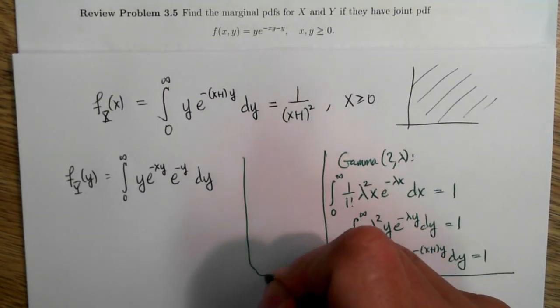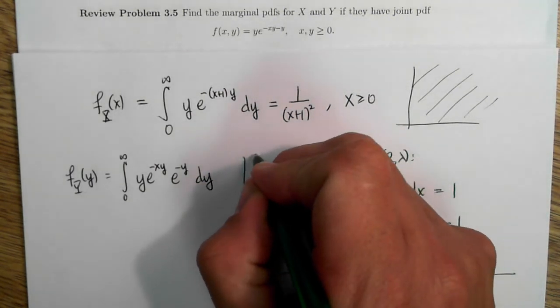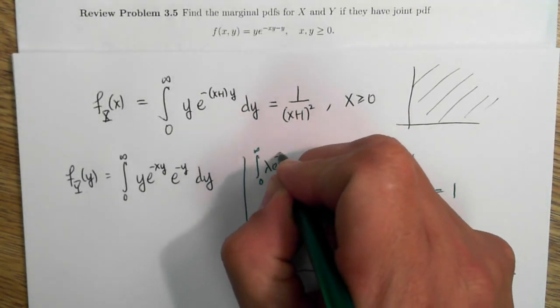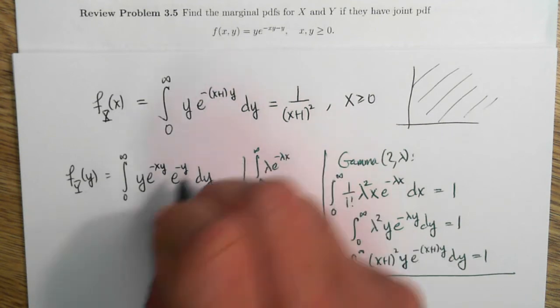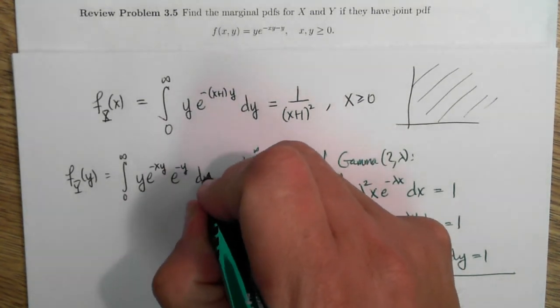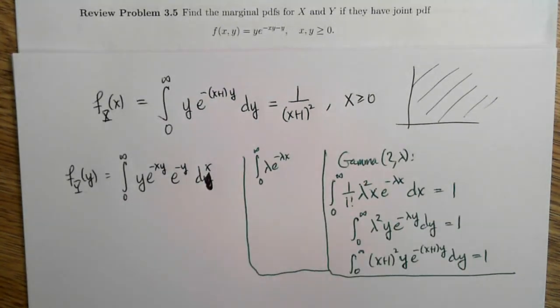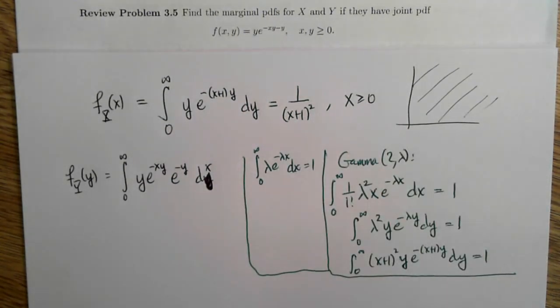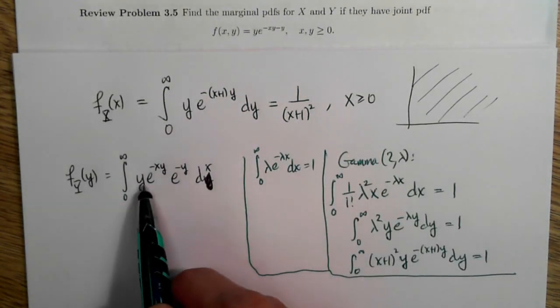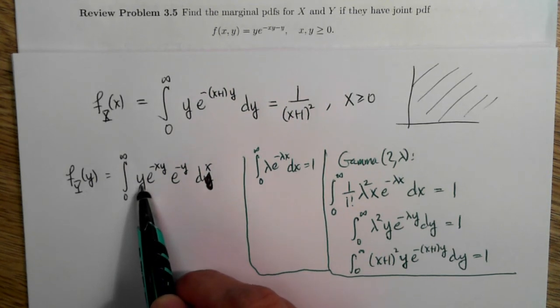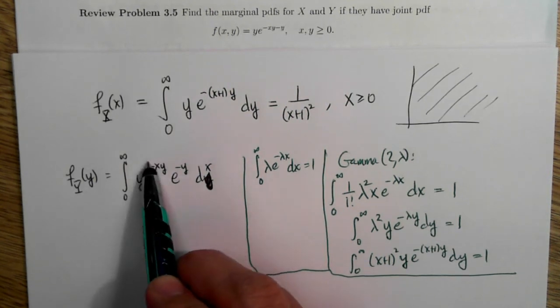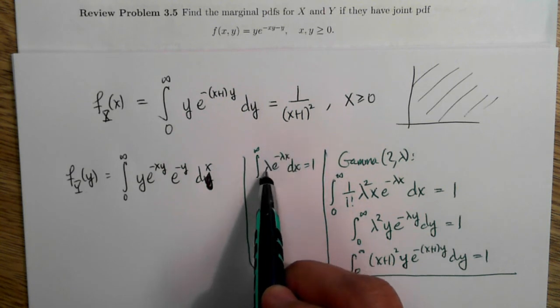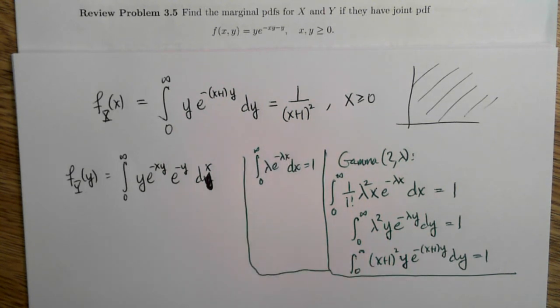For the exponential distribution, I remember that the integral from 0 to infinity of lambda e to the minus lambda x dx is equal to 1. That's the PDF for an exponential distribution. And that's exactly what I have here, except instead of a lambda, I have a y. So this part right here exactly matches what I have here, where I replace lambda by y.